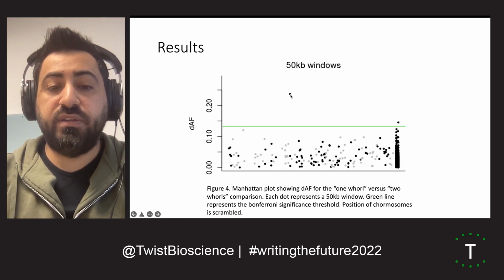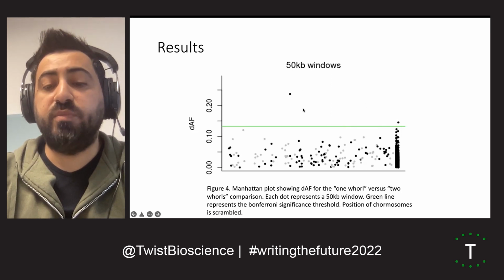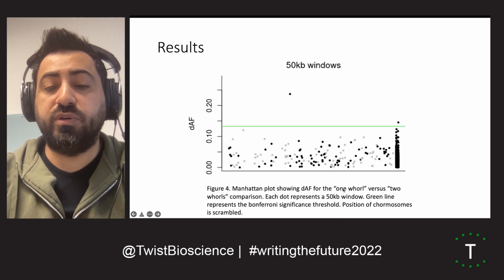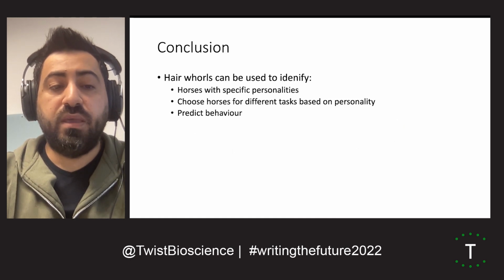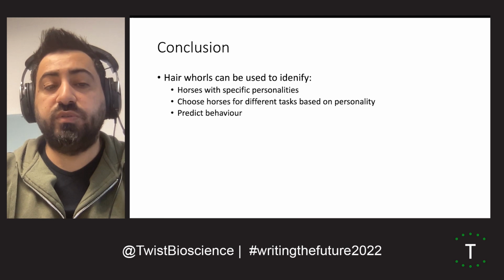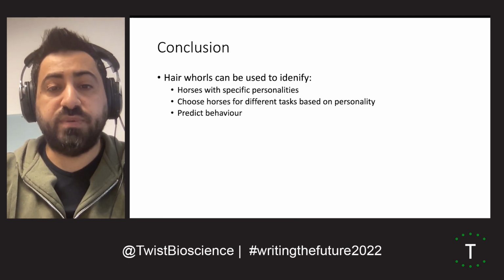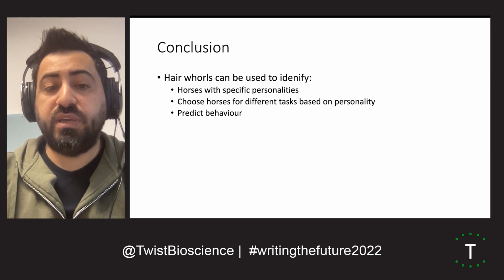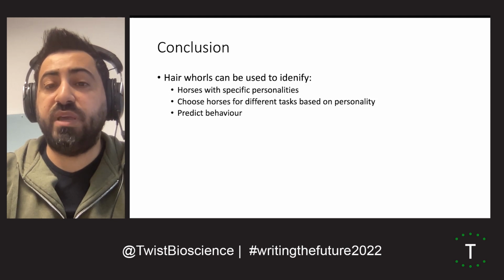And here we find a significant window. This is the significance threshold, Bonferroni corrected, and we think that this is statistically significant between the horses that have one hair whorl or two. So as a conclusion, we conclude that hair whorls can be used to identify horses with specific personalities. We can choose horses for different tasks based on their personality and also to predict their behavior.